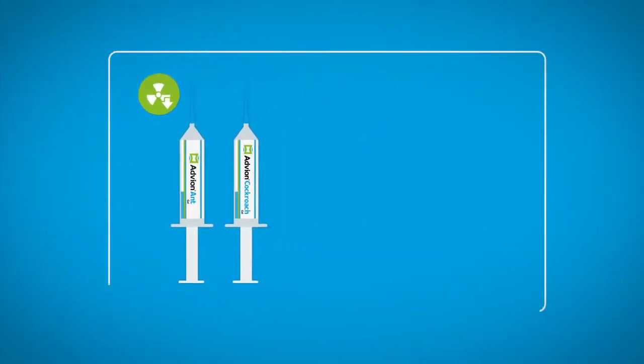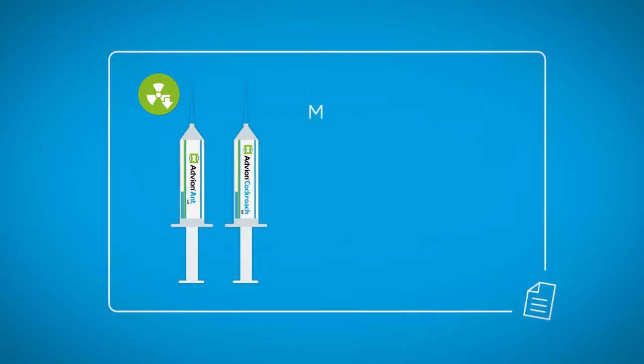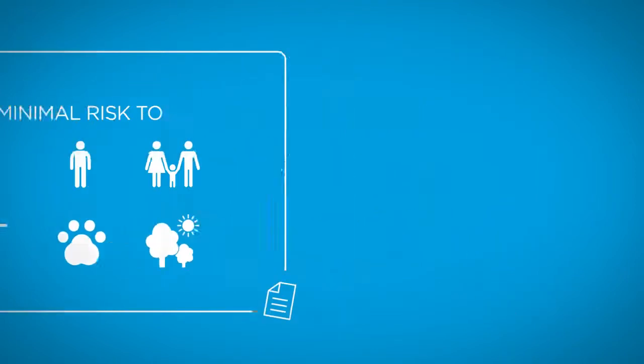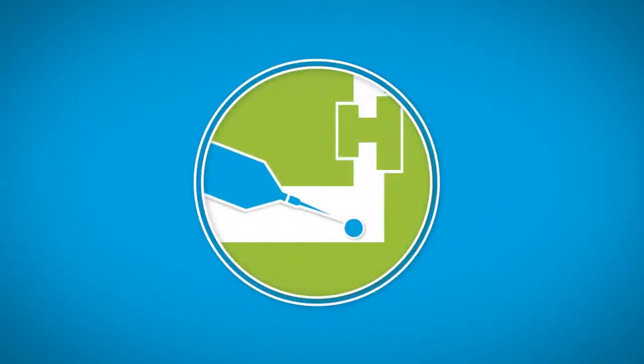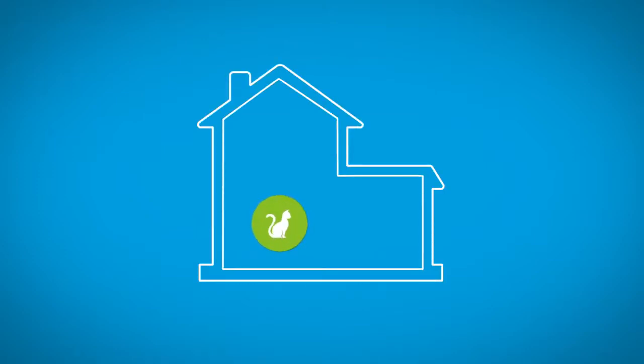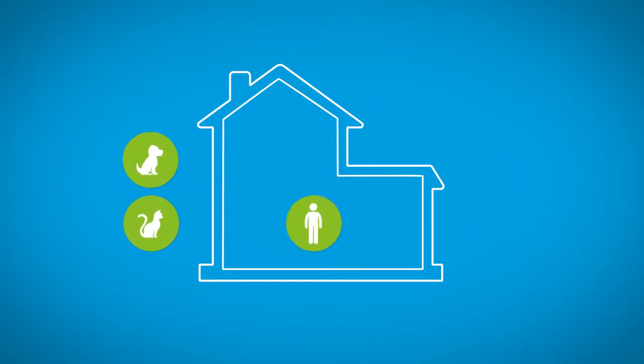If used according to the label instructions, there is minimal risk to applicators, as well as householders, pets, and the environment. When applying Advion, always refer to the safety instructions and use the appropriate equipment needed for the treatment. In general, pets such as cats and dogs should be removed from the treated area before application. Human occupants can be present.